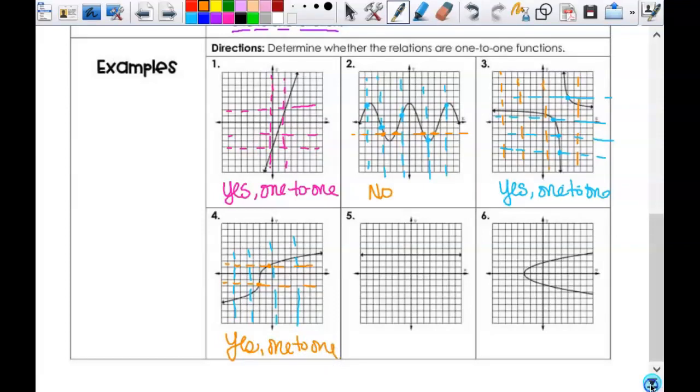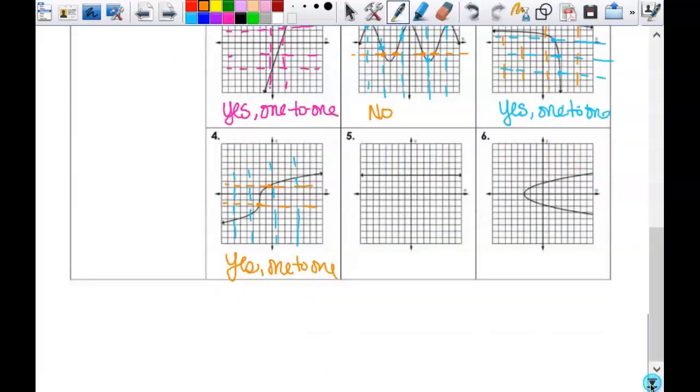Right, so I have another line. It's a function, right? It passes that. Does it pass the horizontal line test? And the answer is no, because when I do that, it hits at an infinite number of points. And so this would be no.